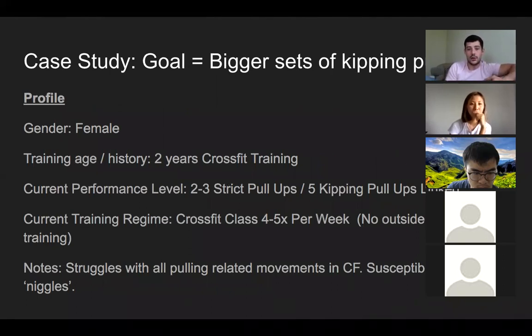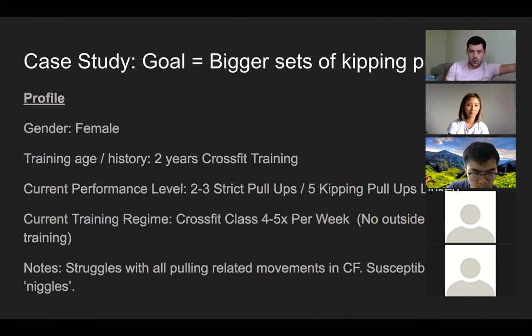So I've basically just gone into something that's quite a common avatar we see in the CrossFit gyms: people, not particularly females exactly, but I'm just going to use that as an example today, who've been CrossFitting for 1 to 2 years, who struggle with developing kipping pull-ups. So their current performance level: 2 to 3 strict pull-ups with 5 kipping pull-ups, they can link those together. Their current training regime would be 4 to 5 times a week of just CrossFit classes, and they don't do any training outside.